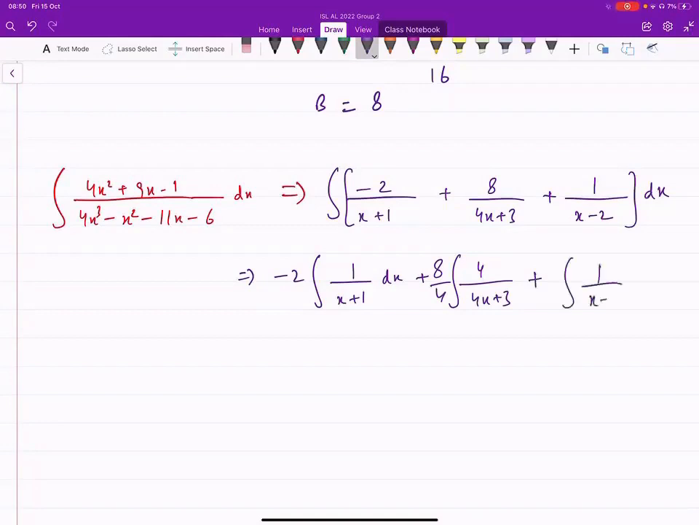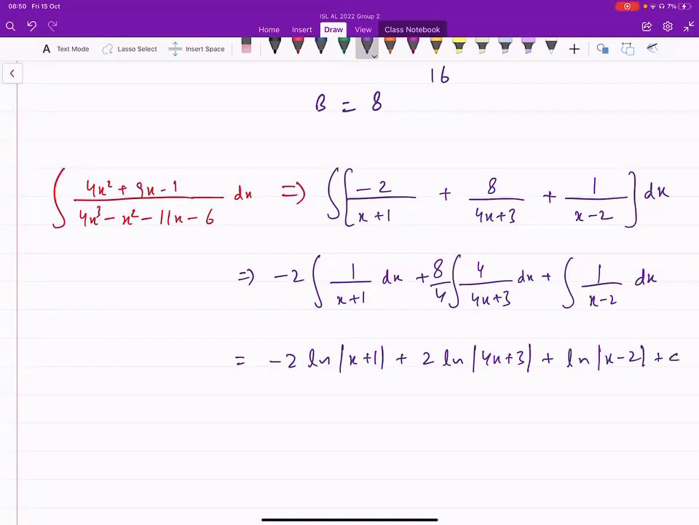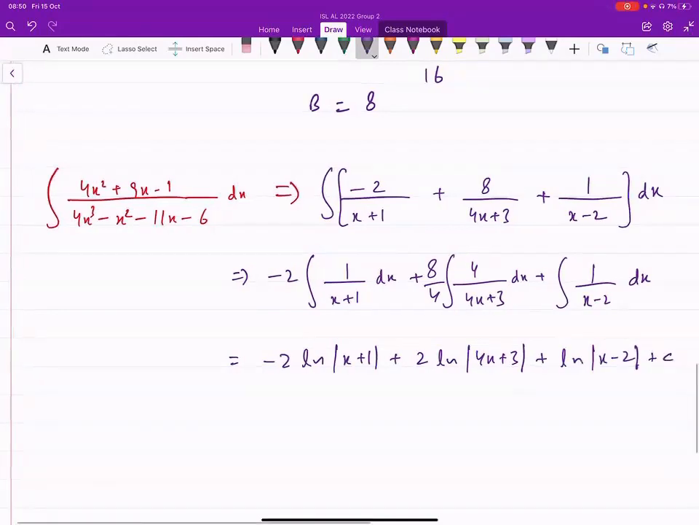सो दैट्स 1 over x minus 2. इसको हम इंटीग्रेट कर लेंगे. अब तीनों में लॉग फॉर्म आ गई. What do we get? We get -2 log of x plus 1 plus 2 into log of 4x plus 3 plus log of x minus 2 plus c. ठीक है? That's what we get. That's the integration. देखिए मुश्किल तो कुछ नहीं था. It required some working. लेकिन आपने वो partial fractions find की, उसमें उसके बाद log form लगा दी, and that's it.